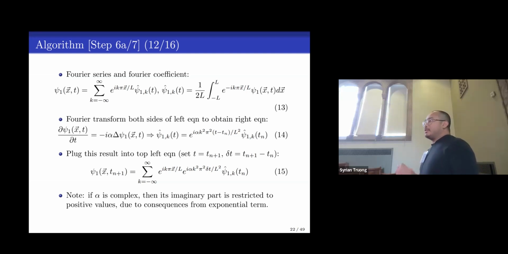But one thing you have to note here, and where it starts to differ between the standard case and the complex case: if you have an alpha term that is complex, then the imaginary part is restricted to positive values depending on what you want to do, due to the consequences from the exponential term. So if you have a negative exponential, this is going to turn into a positive, or if you have a negative imaginary term for the alpha term, you get an exponential that's going to be blowing up depending on the value. Whereas if you have a positive imaginary term for the alpha term, it's going to be a decaying exponential.